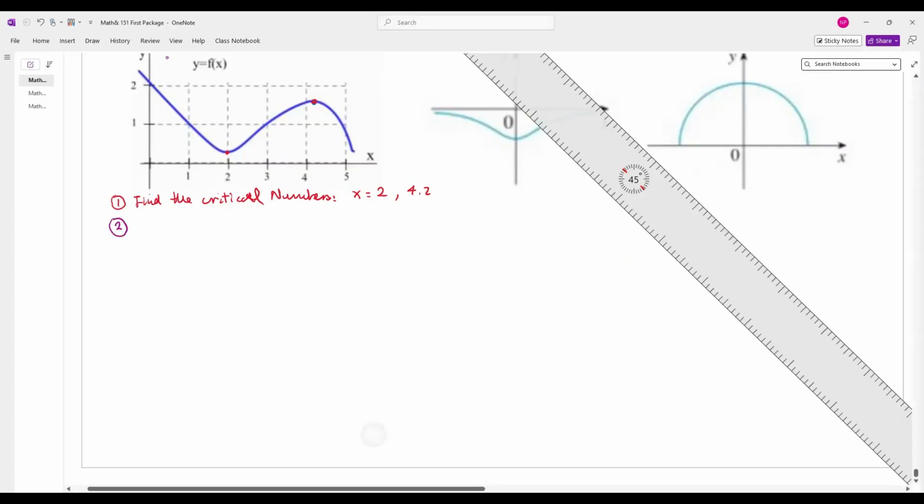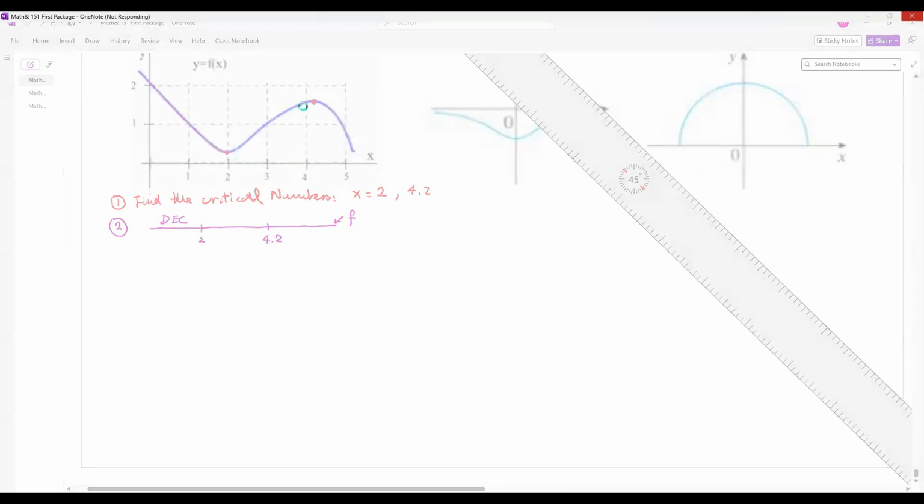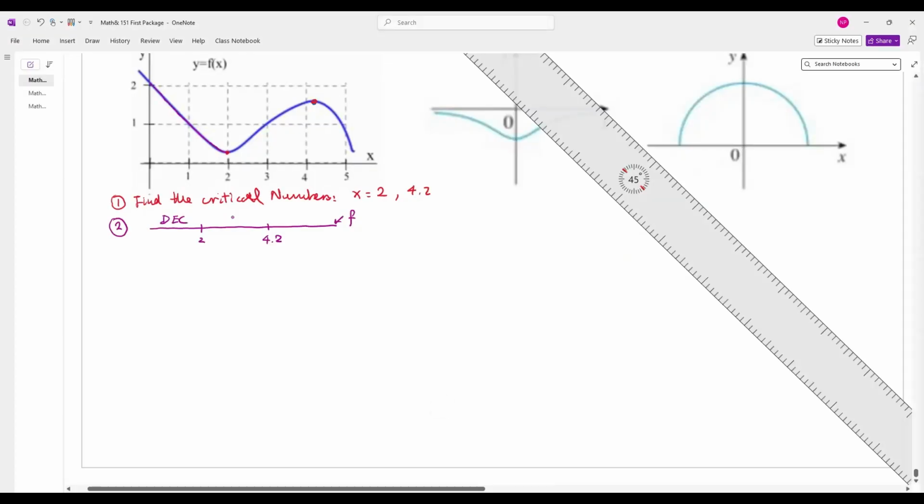Then second, I would like to work with the f function. I indicated 2 and 4.2 on this line here. Then you will see that to the left of x equal to 2, the function is decreasing. Between 2 and 4.2, the function is increasing and then decreasing again. Okay.